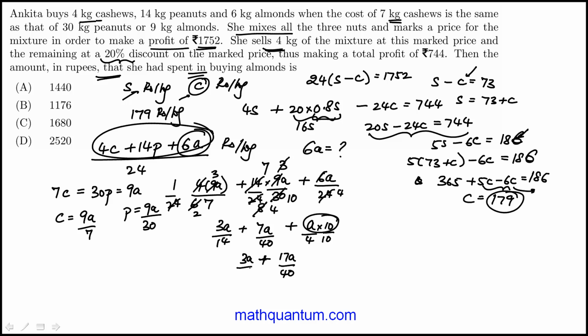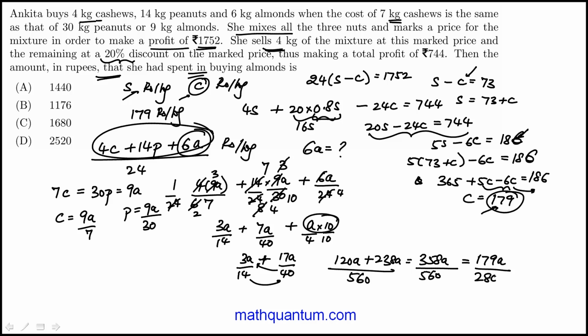plus 3A over 14. And we can just multiply these out, doing the easier way. 560, and then that would be 120A plus 17 times 14, 238A, which is 358A over 560 divided by 2. I get 179A. That's a good sign because I have a 179 here, over 280.